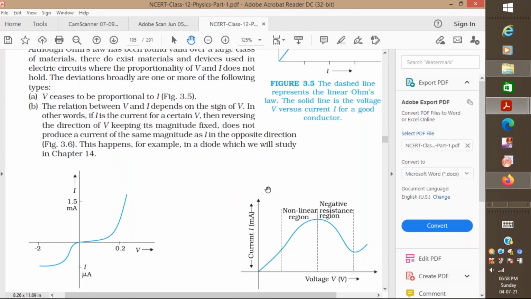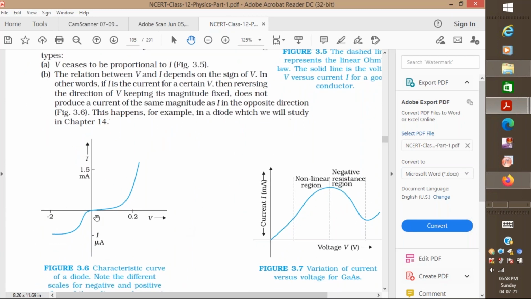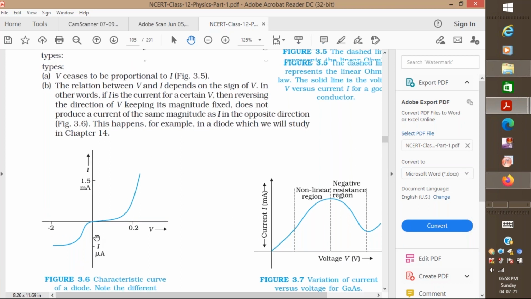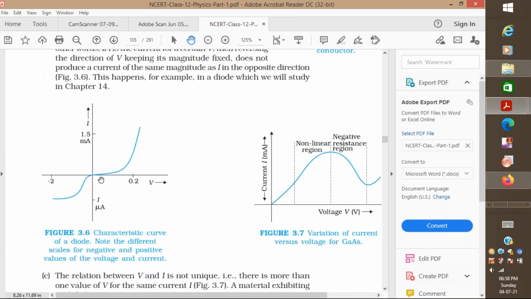I have certain materials. If you apply electric voltage in the forward direction, or positive direction, look at figure 3.6. In this case, the current and voltage are not increasing proportionally. After a certain critical voltage, the current increases like anything. This is not proportionality; it would have gone through the origin if Ohm's law were obeyed, but it is not. That means Ohm's law is not valid here.